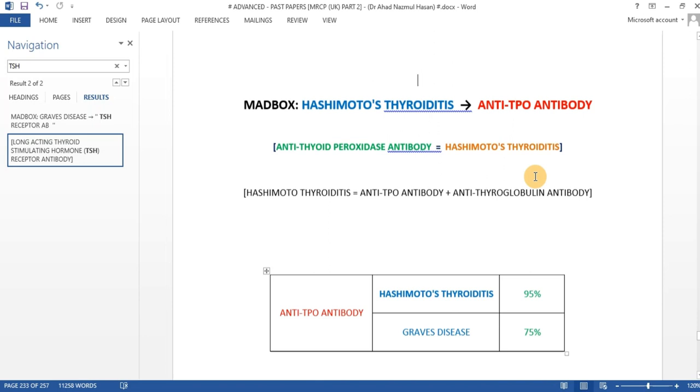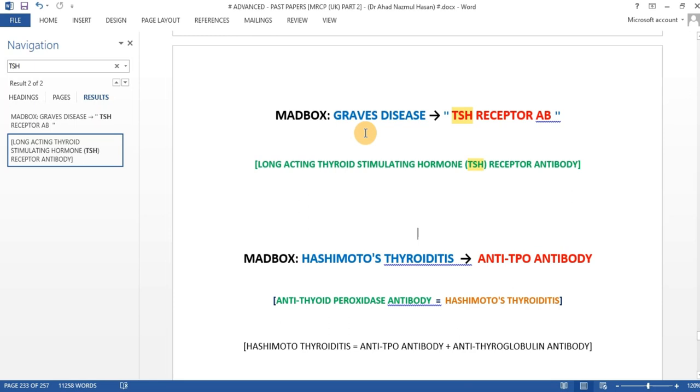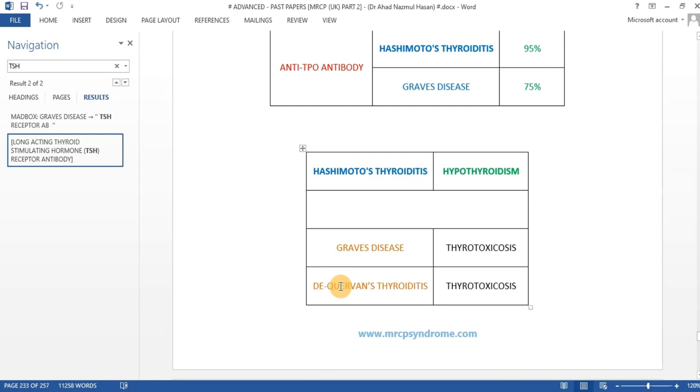So TSH receptor antibody only with Graves disease, anti-thyroglobulin antibody only with Hashimoto's thyroiditis, and anti-TPO has association with both Graves disease and Hashimoto's thyroiditis. So how can we differentiate? In case of Graves disease, patient will have features of thyrotoxicosis, and in case of Hashimoto's thyroiditis, patient will have features of hypothyroidism. So anti-TPO positivity plus features of thyrotoxicosis, diagnosis is Graves disease. Anti-TPO positivity plus features of hypothyroidism, diagnosis is Hashimoto's thyroiditis. And de Quervain thyroiditis, also known as subacute thyroiditis, usually comes up with the features of transient thyrotoxicosis, usually preceded by post-viral infection, and this is usually tender.